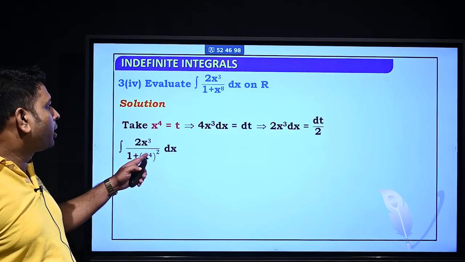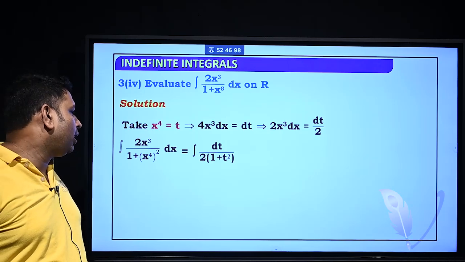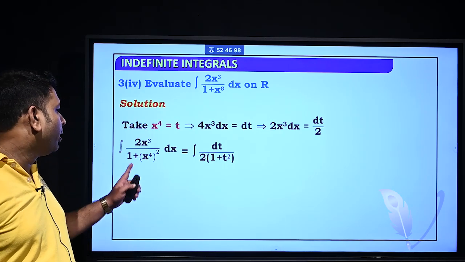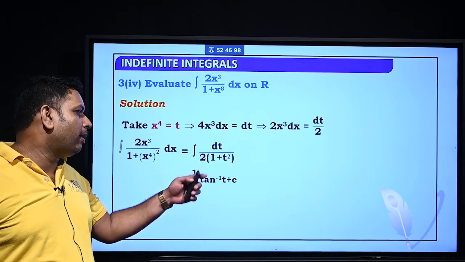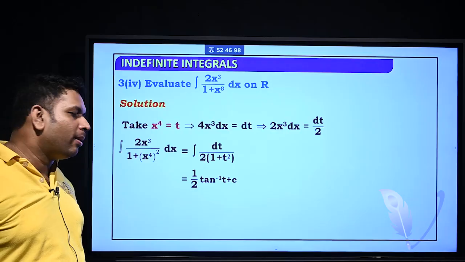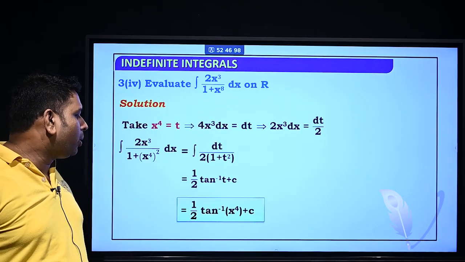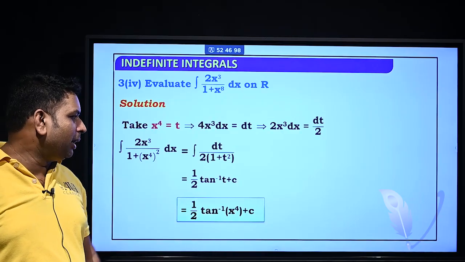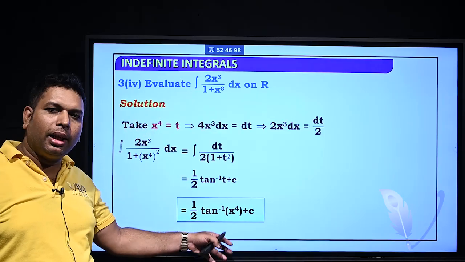So the integration of 2x cube dx by (1 plus x to the power 4) whole square is the integration of dt by 2 times (1 plus t square). This is 1 by 2 integration of dt by 1 plus t square, which is tan inverse t. So 1 by 2 tan inverse t plus c. So it is 1 by 2 tan inverse x to the power 4 plus c. Okay. So this is the required answer.